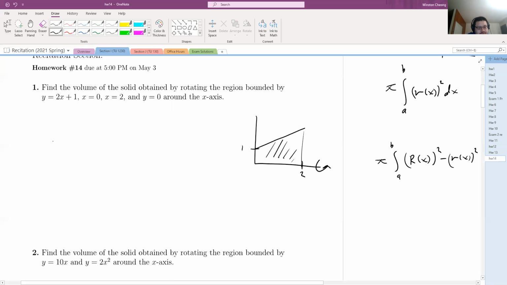Well, using the formula, we would have pi integral. The bounds of this shape are going from 0 to 2, because those are actually given to us in this problem. So we go from 0 to 2, and we want to square the radius function. Visually, you can see that the radius of the disk is going to be the height, the upper function that we have. So this 2x plus 1. So we want to square this guy.